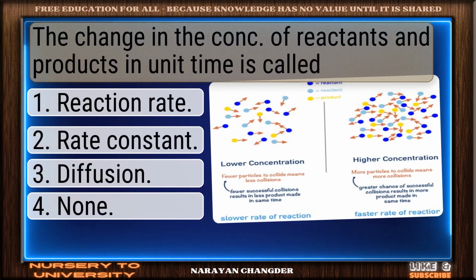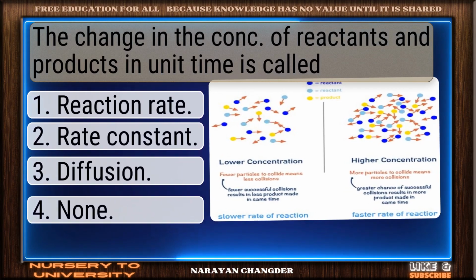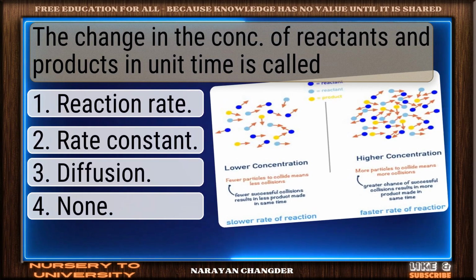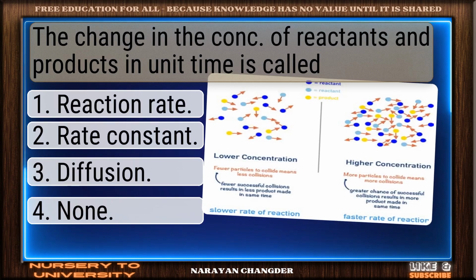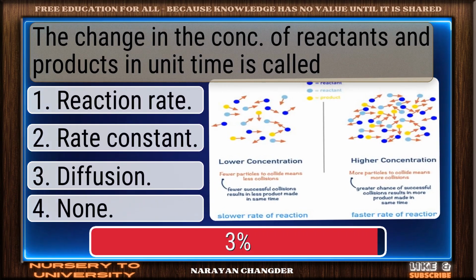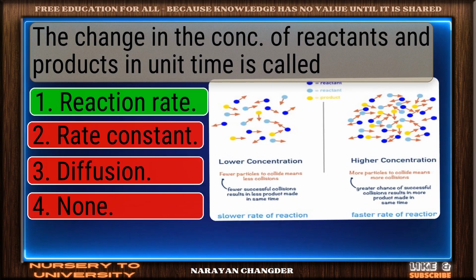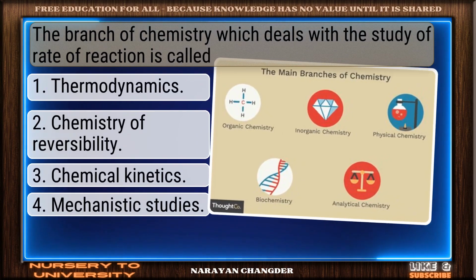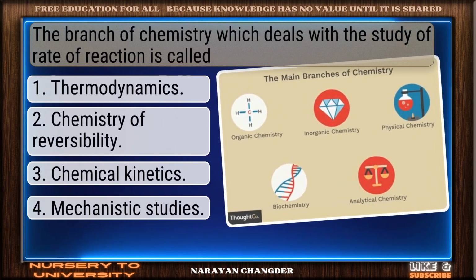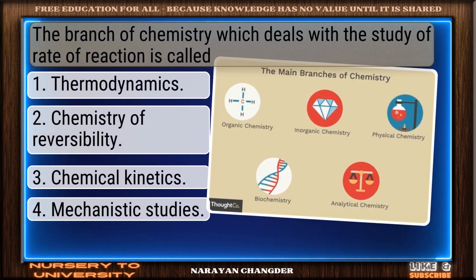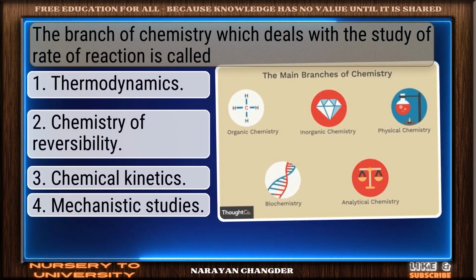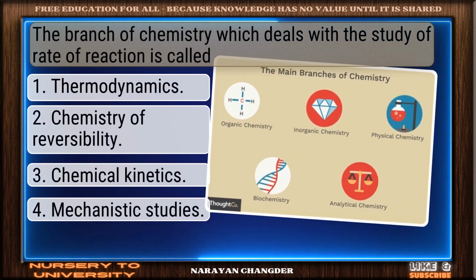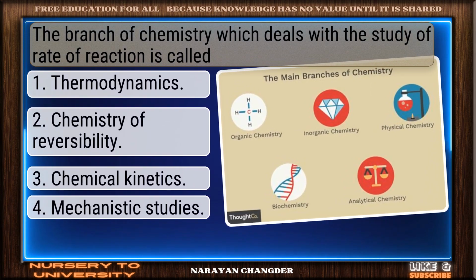The change in the concentration of reactants and products in unit time is called Option 1, reaction rate. Option 2, rate constant. Option 3, diffusion. Option 4, none. Nailed it. Reaction rate. The branch of chemistry which deals with the study of rate of reaction is called Option 1, thermodynamics. Option 2, chemistry of reversibility. Option 3, chemical kinetics. Option 4, mechanistic studies.